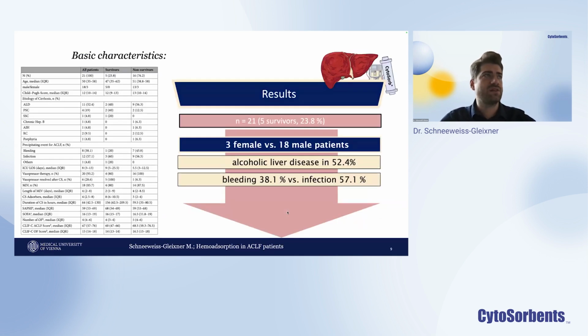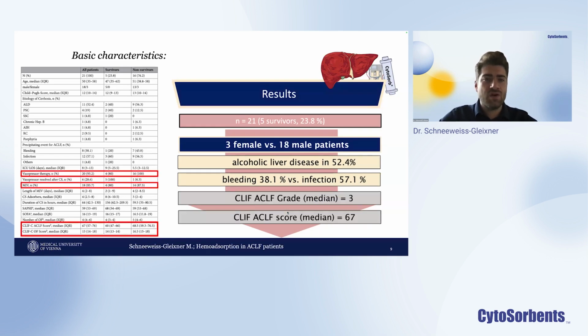So these are the basic characteristics of our 21 patients, in total 21. We had 3 female patients and 18 male patients. The etiology of the chronic liver disease was mainly alcohol-driven, but we also have some other chronic liver diseases like autoimmune hepatitis or primary biliary cirrhosis. The precipitating event for ACLF was infection and bleeding, which is in accordance with the canonical data.